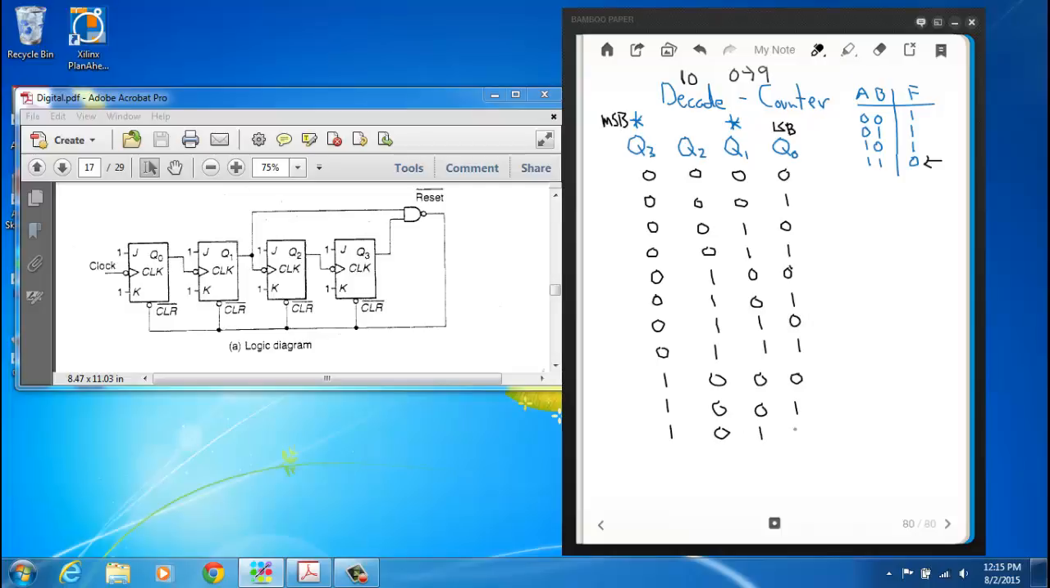we get a binary 10, and voila, this is the first instance of Q3 and Q1 being a 1 at the same time. So now the output of the NAND gate is going to become a 0. And when the output of the NAND gate becomes a 0, it activates these clears and it makes the outputs go to all 0. And you see this binary 10 is only present at the output of the flip-flops for the amount of time it takes the output of this NAND gate to change from a 1 to 0.